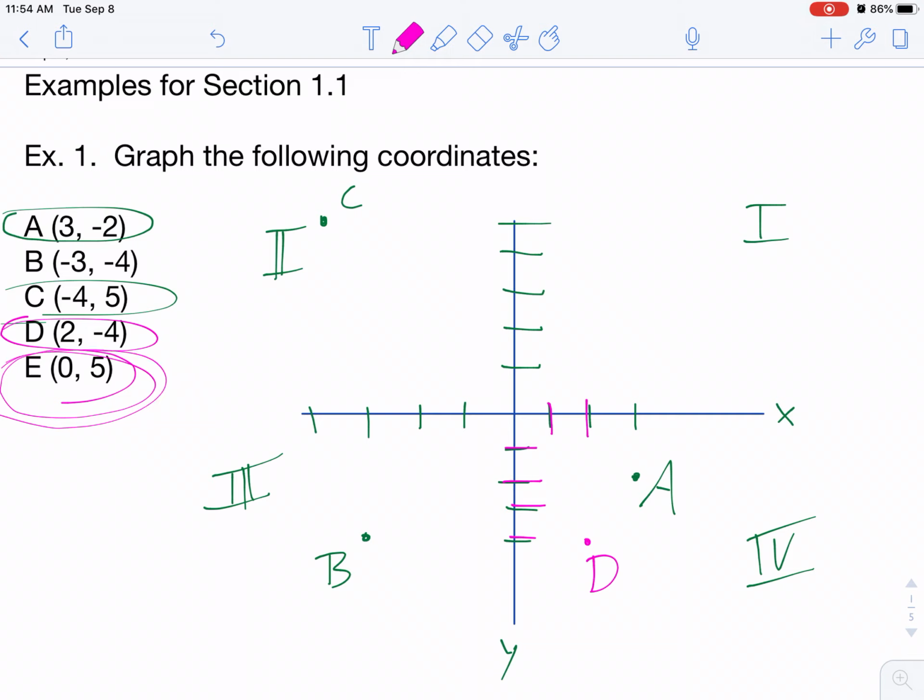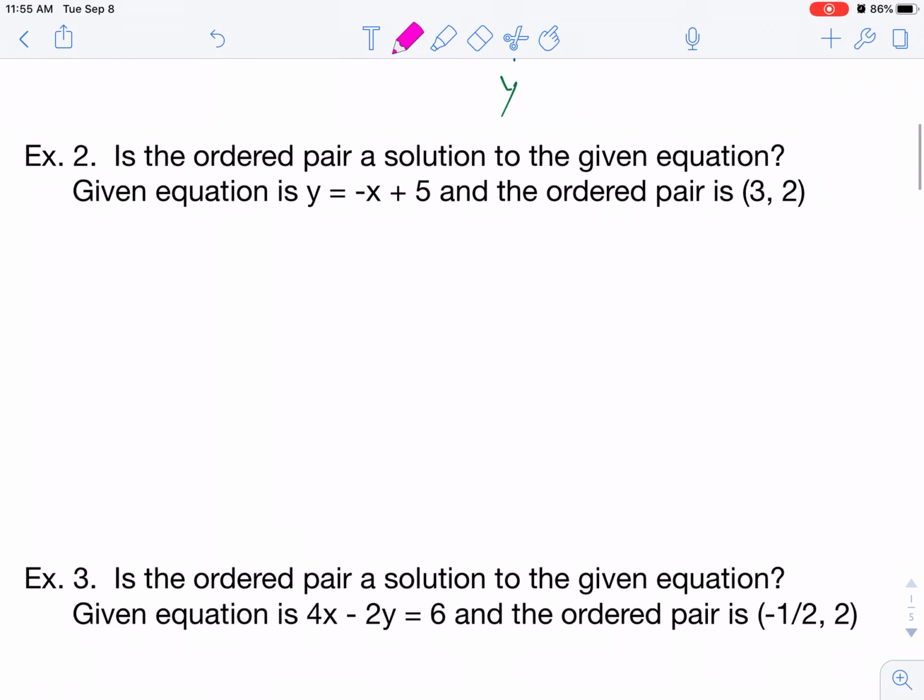So on the x-axis, that's a 0. So we don't go left or right at all. We just stay right at the origin, and we go up 5. So that's going to be point E right there. Okay, so graphing coordinate points is the first thing in 1.1.